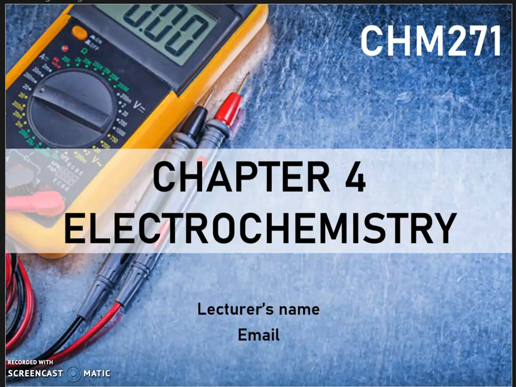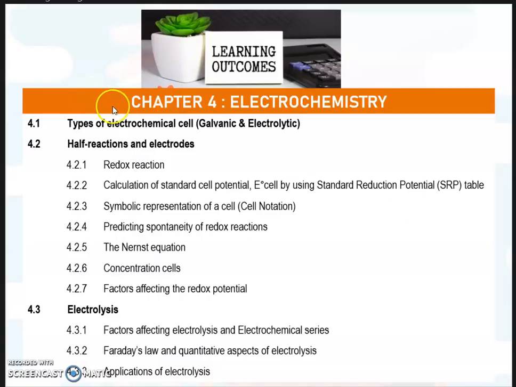Electrochemistry. So this is the outline for chapter 4. We have 4.1, we look at the types of electrochemical cell. The second one, 4.2, we will look at the half reaction and electrodes. 4.3, we look at the electrolysis.